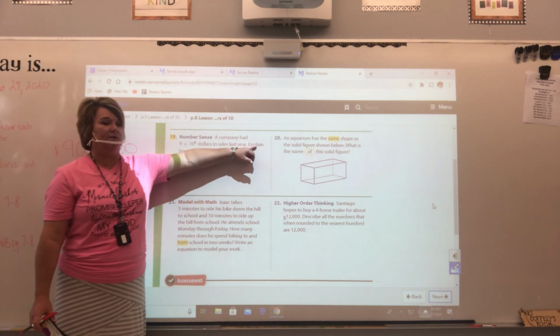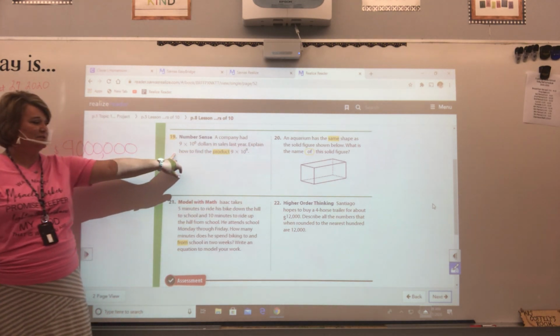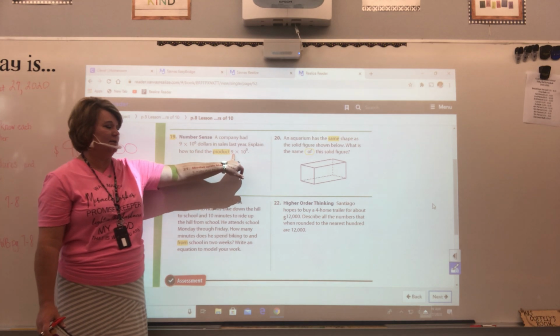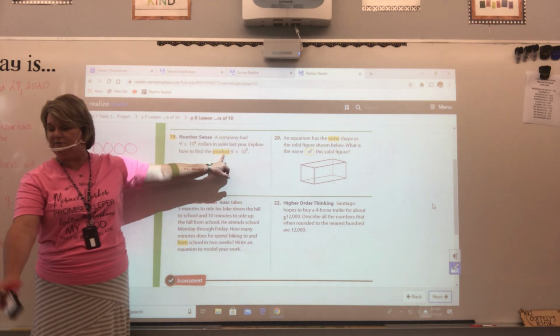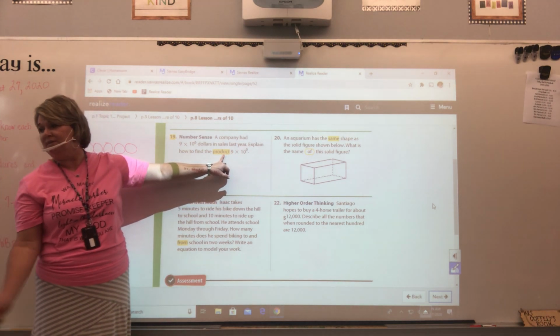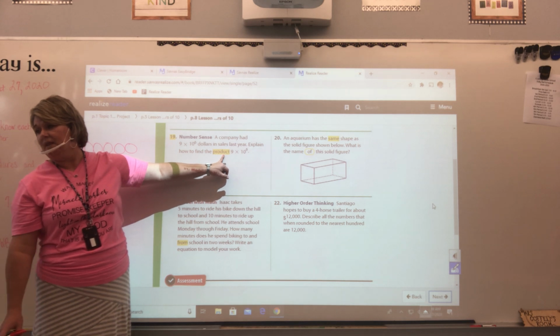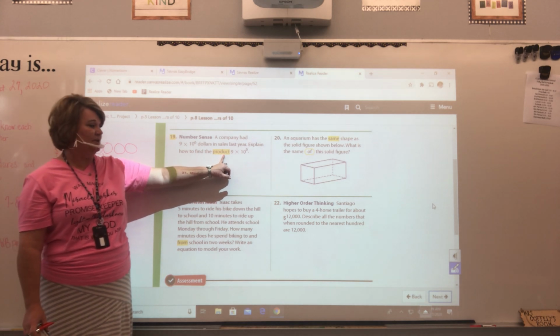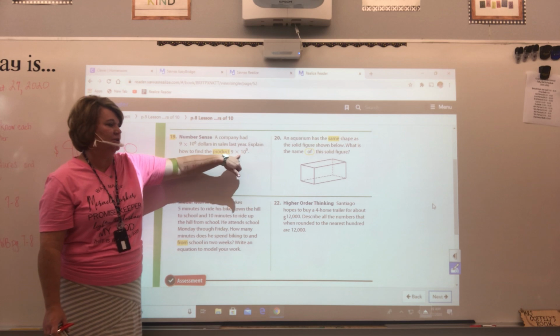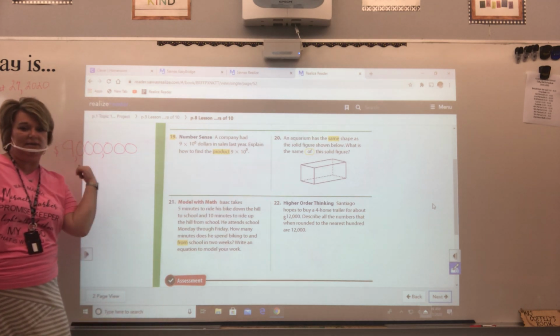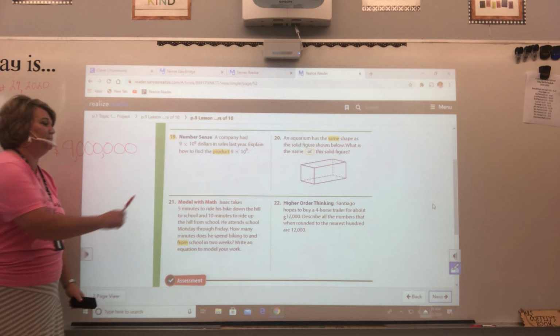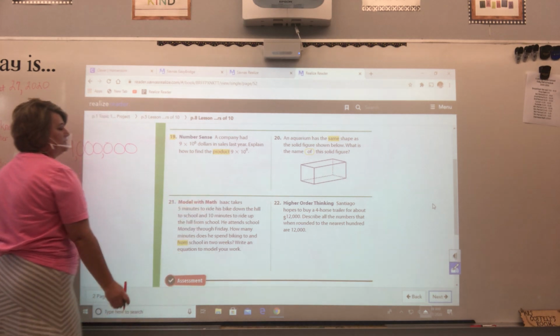Okay, so here's what we have to do. We have to explain how to find the product. And what was product yesterday? It should be on your notes. Did we write it on your notes? What did we say product was? Product is an answer to multiplication. How did we find the answer to this problem? What did Colin tell us to do? Let's talk it through. Okay, Bentley, what's the first thing that Colin told us to do?